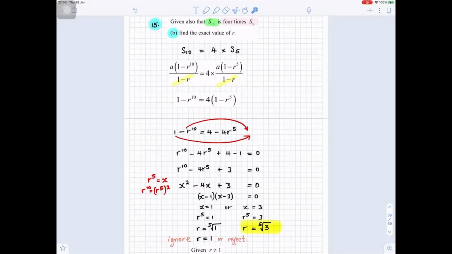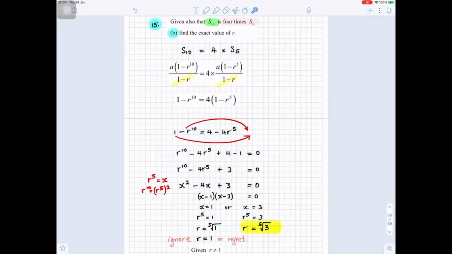Now we can remove the bracket. 4 times 1 is 4. 4 times minus r to the 5 is minus 4r to the 5. What we want to do is take everything to the right. Minus r to the 10 goes to the right, it becomes plus r to the 10. And 1 goes to the right, it becomes minus 1. So you get r to the 10 minus 4r to the 5 plus 4 minus 1 equals 0. 4 minus 1 gives you 3.